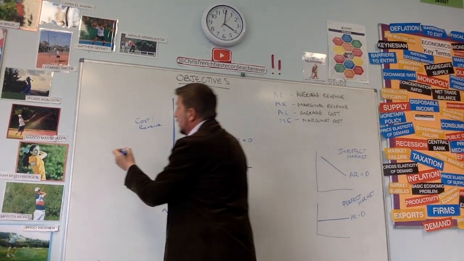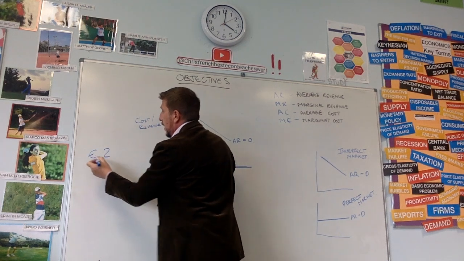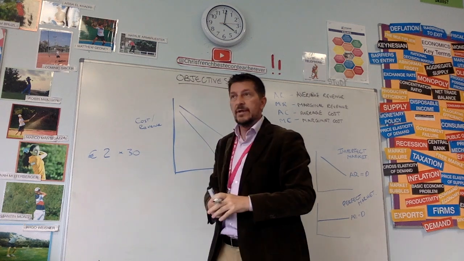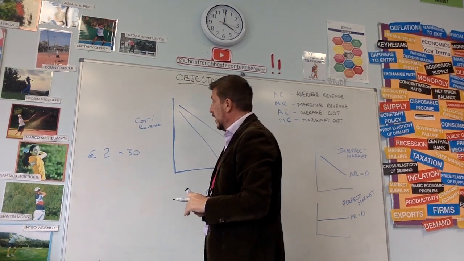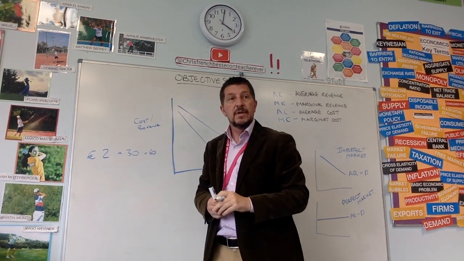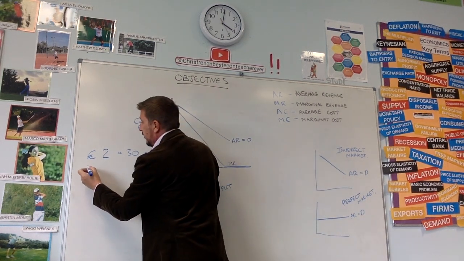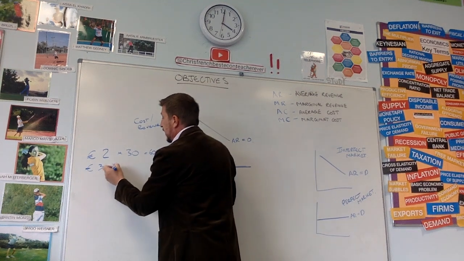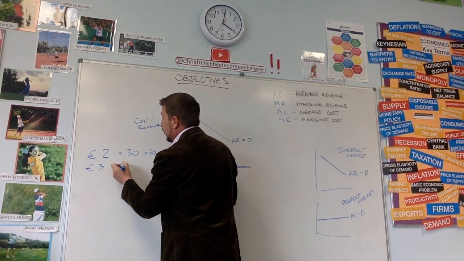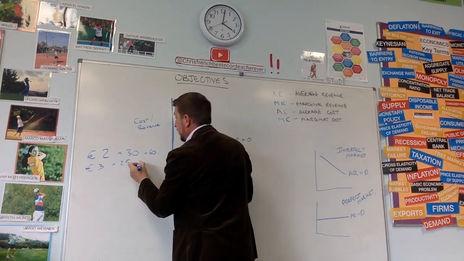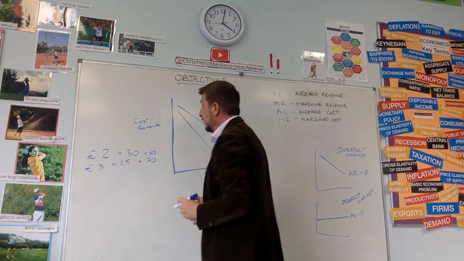So imagine our price is €2 and we attract 30 customers. This will give us a total revenue of €60. Now imagine that we increase our price to €3, and that means that we get fewer customers. Let's say we get 25 customers. Now this means that we've got a total revenue of €70.